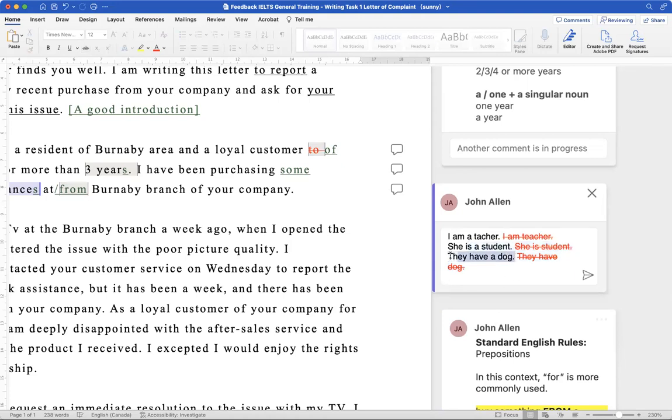So these are, again, some examples for you to make sense of this structure. A teacher, a student, a dog. In these examples, you must use a. It seems simple, but even advanced level English speakers, they make such mistakes. They make these basic mistakes.